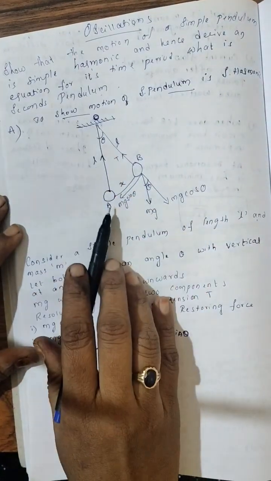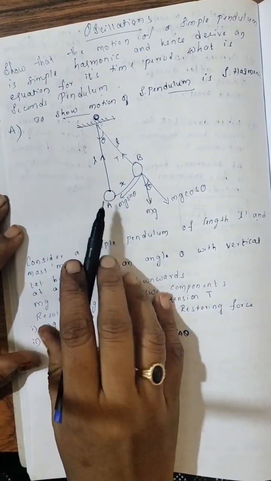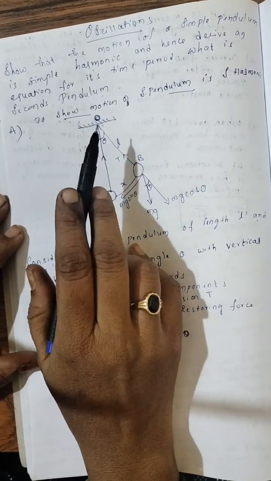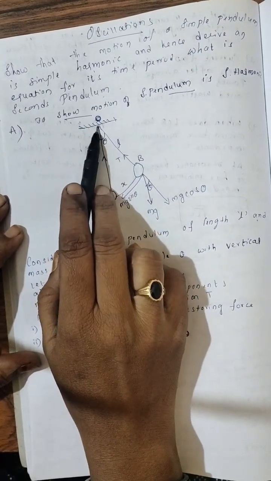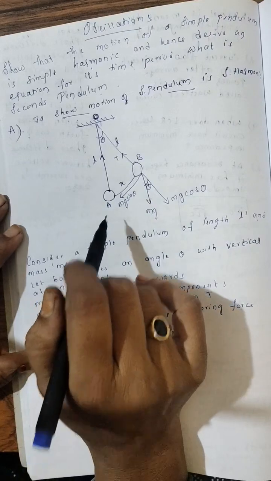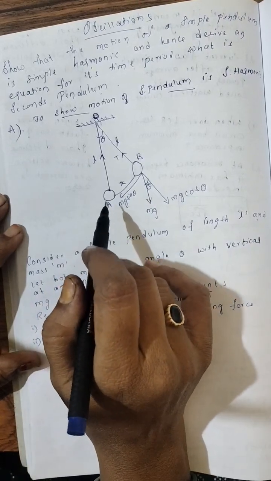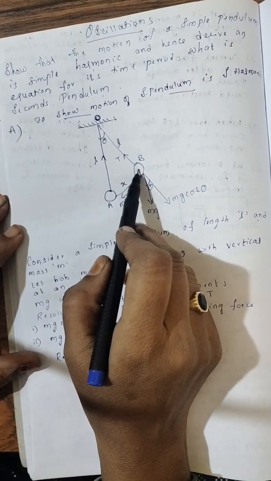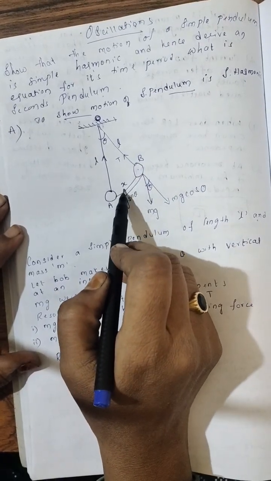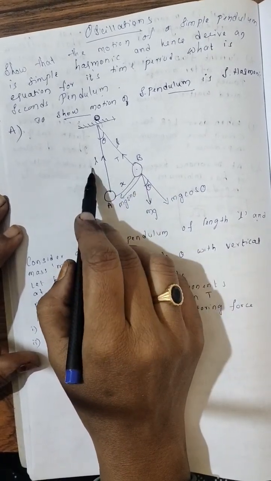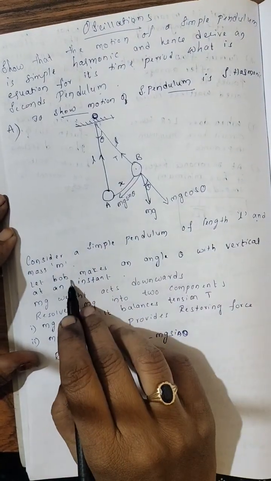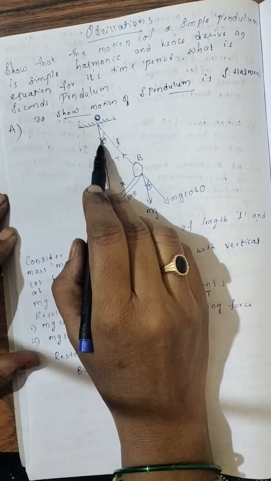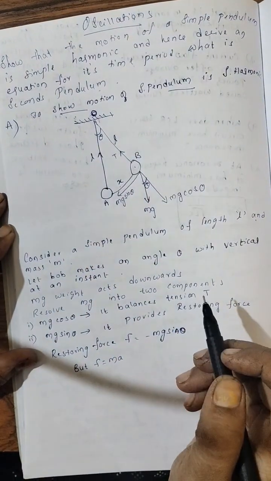For that, consider a simple pendulum. A simple pendulum means a bob tied with a thread and one end fixed at a rigid support. Such an arrangement we call a simple pendulum. Now, displace the simple pendulum to one side. The displacement you note as x. Let L be the length, m be the mass of the pendulum bob. Now the bob is making an angle theta with the vertical.